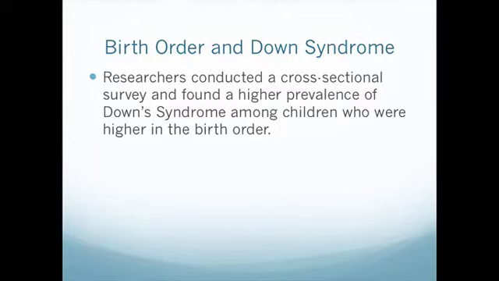So here's a real world example to give you an even more hands-on sense of this idea of confounding. There was a question of whether there is actually an association between birth order and Down syndrome. And this question came about because researchers conducted a cross-sectional survey. So remember, cross-sectional study is a study at one point in time. And they found a higher prevalence of Down syndrome among children who were higher in the birth order, right? So if that were a causal association, that would mean that being later in the birth order caused you to have a higher risk of Down syndrome.